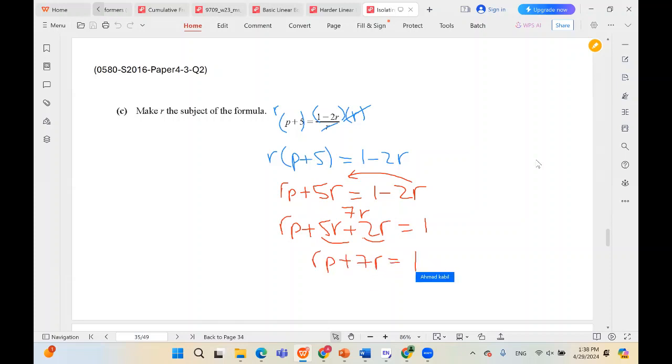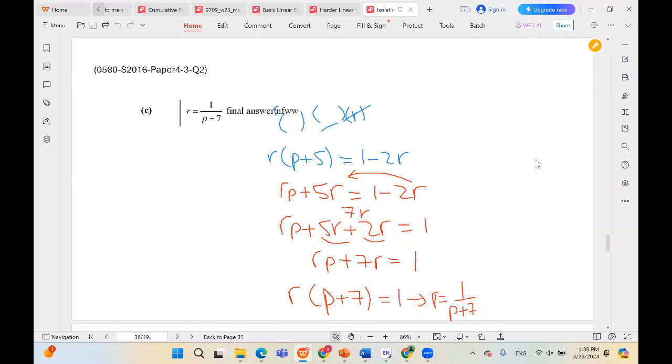Now that we have r on the same side, we just take it out as a common factor. So we have r times p plus 7 equals 1. Finally, r equals 1 over p plus 7. So 1 over p plus 7 is the correct final answer.